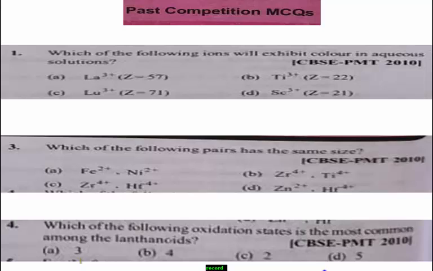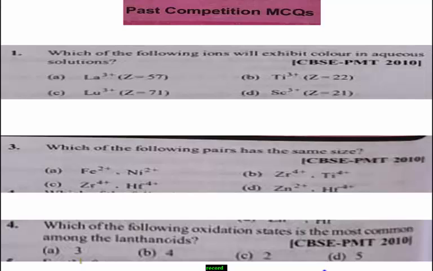Next option Lu3+, lutetium. Its atomic number is 71, but 3 electrons lost means the remaining 68 electrons. Therefore, we write the electronic configuration like Xe 4f14. Remember, Xe 4f14. Next, option D, scandium, Sc3+. You also know scandium's atomic number is 21 and 3 electrons are lost, so 18 electrons remain. Therefore, its electronic configuration is also, I write only argon in the bracket.